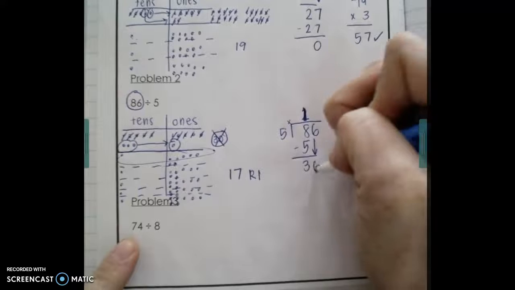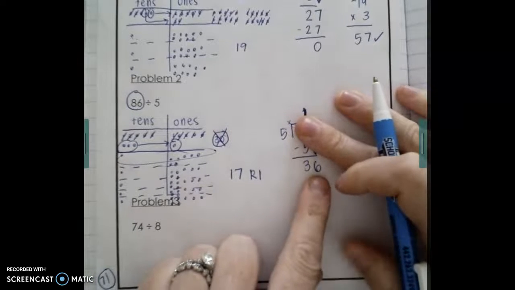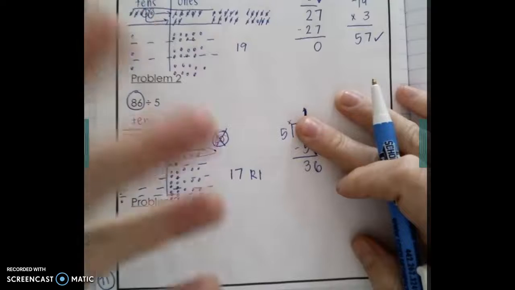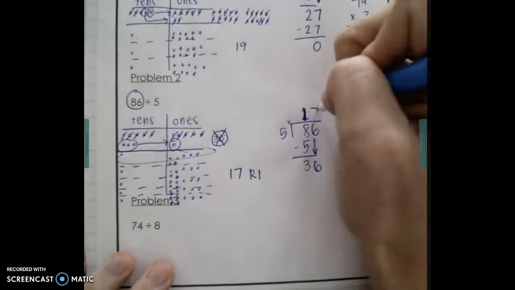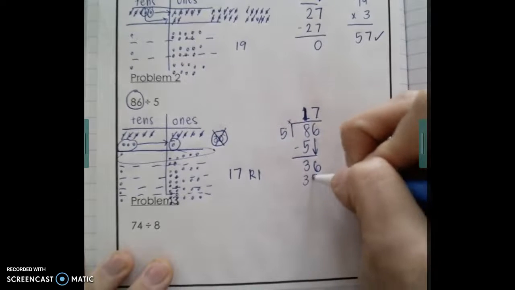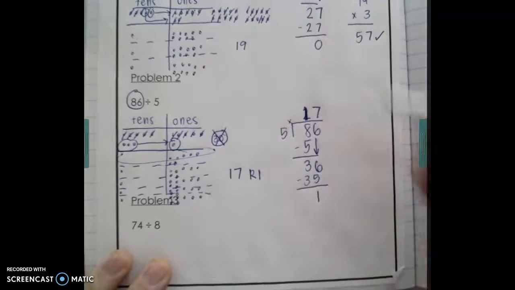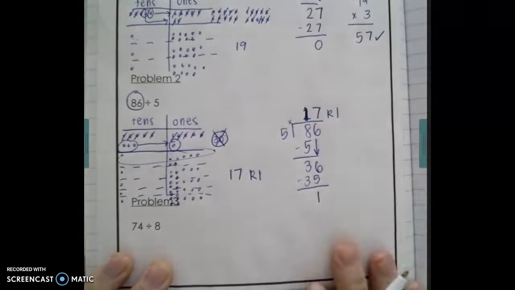Bring down my 6. So remember, now I'm just looking at my 36. How many times can 5 go into 36? So 5, 10, 15, 20, 25, 30, 35. That's as close as I can get. So that would be 7 times. 5 times 7 is 35. If I subtract, I have a remainder of 1. There's no more numbers, so that just becomes our remainder.